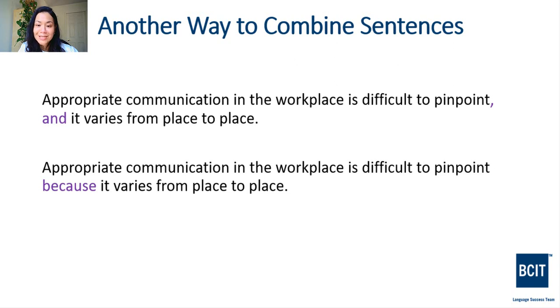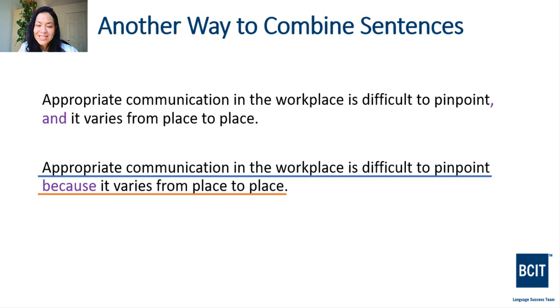Now we can see that there is a dependent clause, because it varies from place to place, which depends on the information in the main clause. Appropriate communication in the workplace is difficult to pinpoint. From this, we conclude that the reason that knowing how to communicate appropriately in the workplace is difficult is because it changes from place to place.